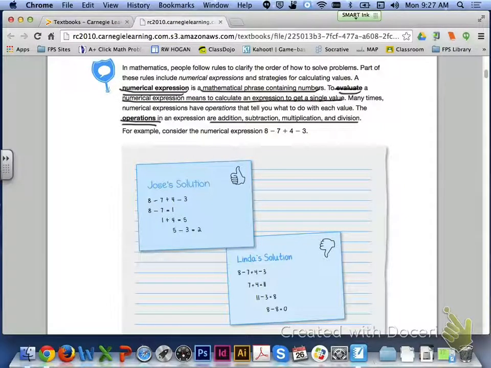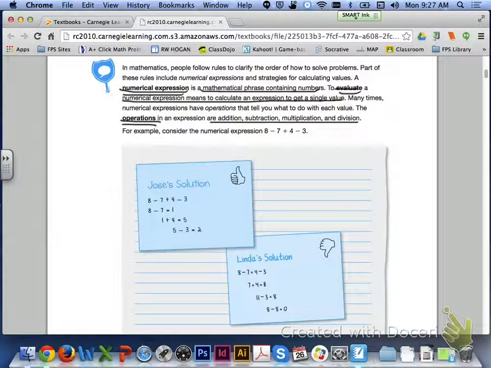Let's take a look at problem 1 on page 462. There is a reason for the rules. It says up at the top of the page, in mathematics, people follow rules to clarify the order of how to solve problems. Part of these rules include numerical expressions and strategies for calculating values.